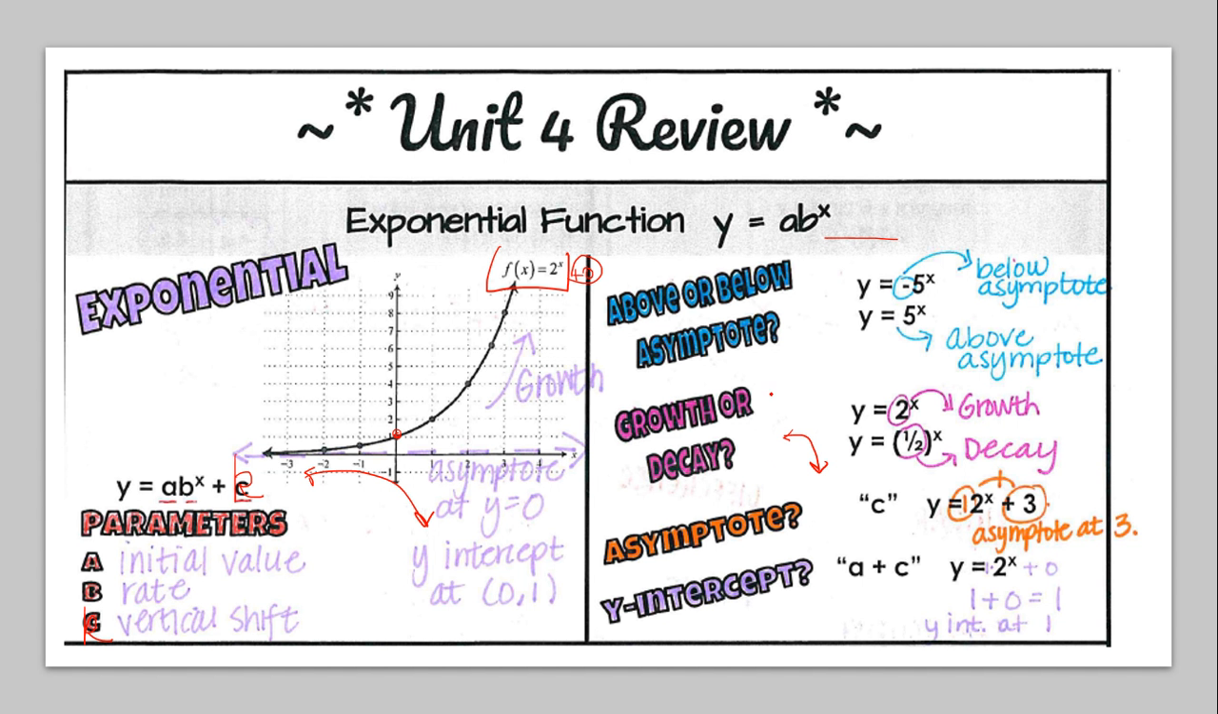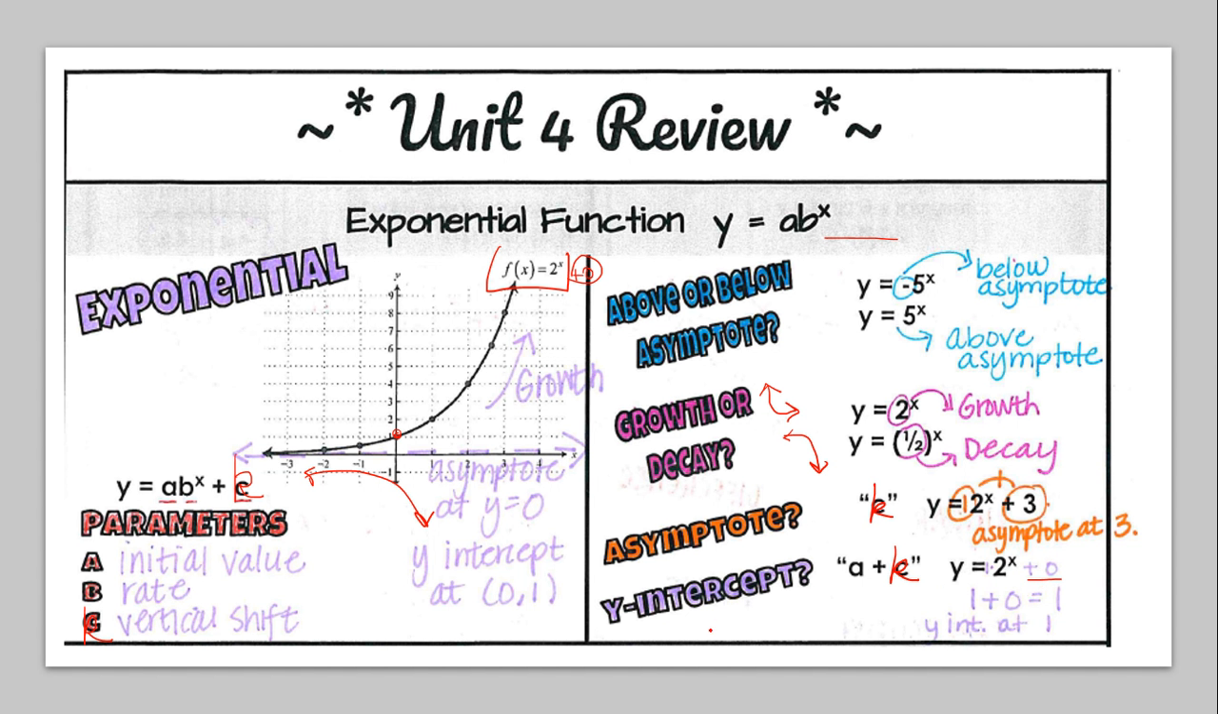Like that, or you could have something like that. Those would both be examples of decay. And then your C value, or as we like to call it K, that's that number at the end. So right here, my asymptote would be at 3. If you're just given something that's in more of a parent function notation, there's nothing at the end, it's really plus 0. Okay, that's your asymptote.